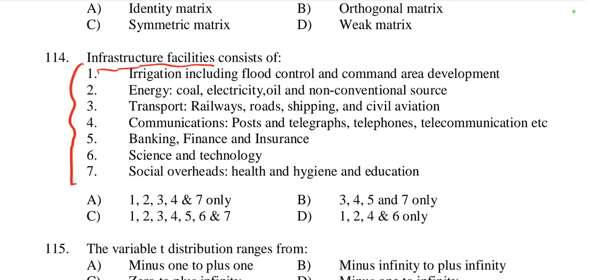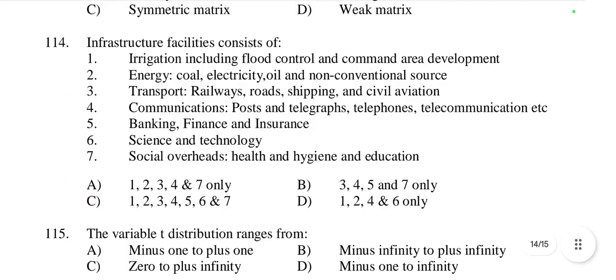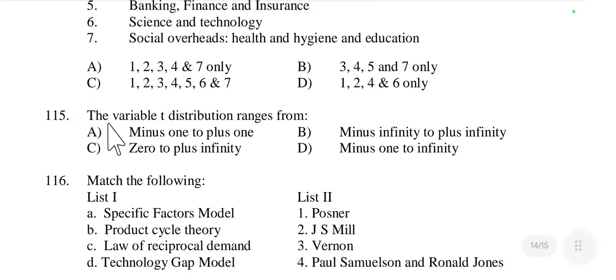So here all of the above is the right option. All of the above, 1 2 3 4 5 6 7. So here C is the right option for this question. Then next question: the variable T distribution ranges from. T distribution ranges from minus infinity to plus infinity.